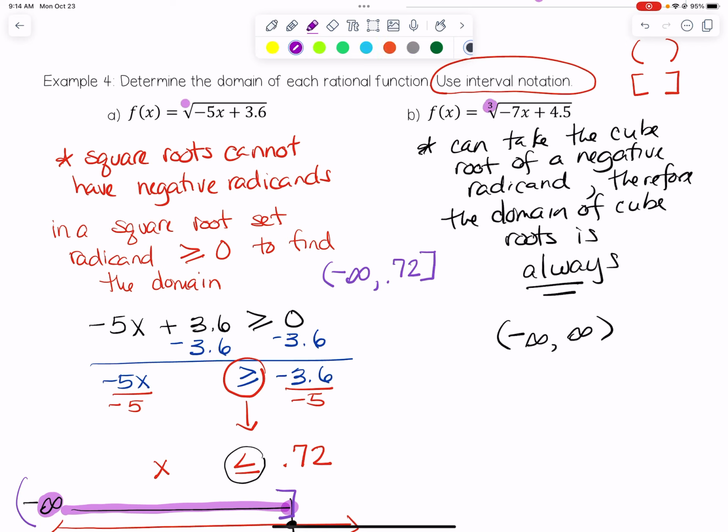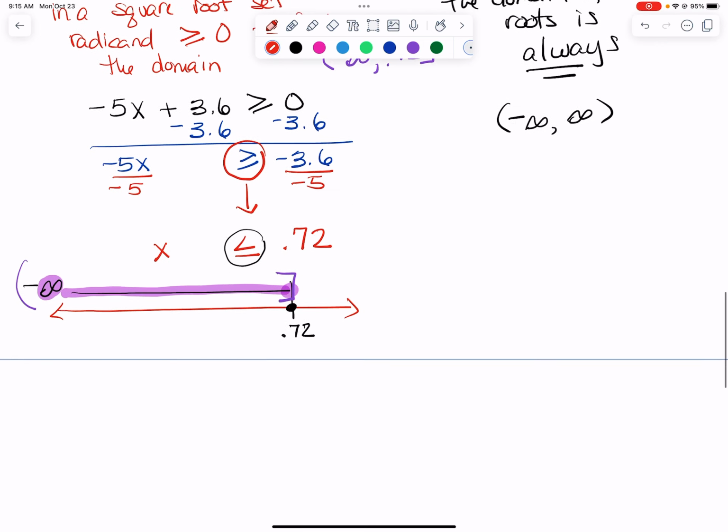So for the cube root, basically what you have to do when you're looking at this is check out the index. If the index is odd, 3, 5, etc., then your domain will always be negative infinity to positive infinity. If the index is even, such as this first one that we did, where we know this is a square root, then we have to set our radicand greater than or equal to 0 to see what limitations the radicand has.